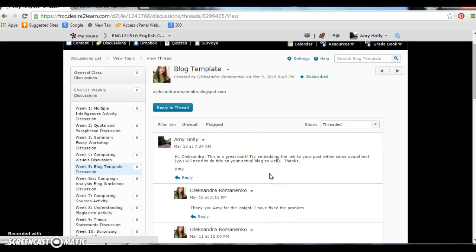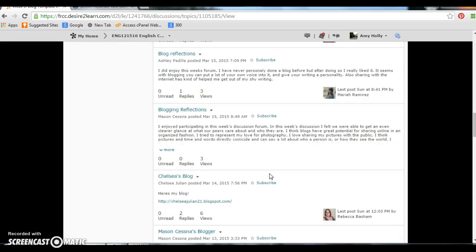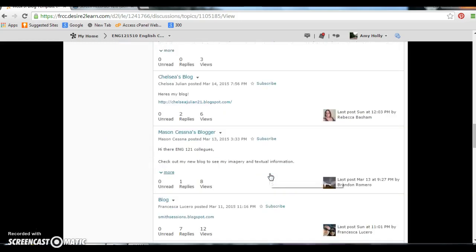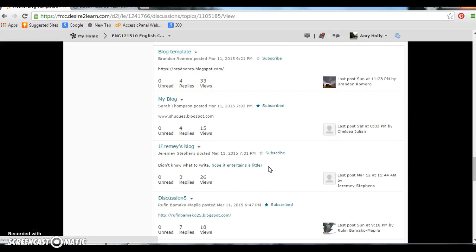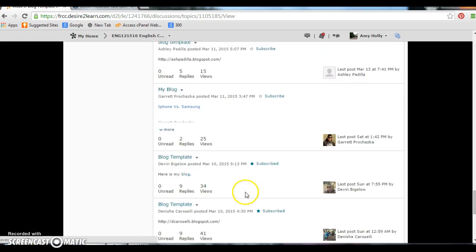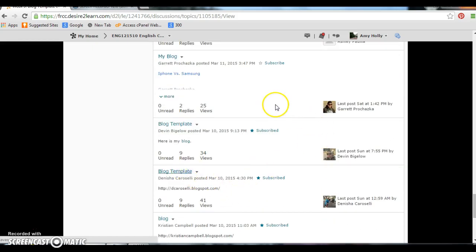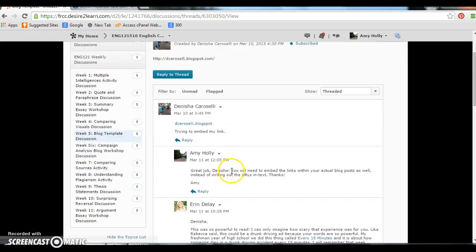And then I wanted to point out some strong things in your reflections as well, but as we move into that, also highlight one particular thread that I thought exemplified all of the things that I'm talking about here. And it may take me just a minute to find it. There it is. It's Denisha's. So she posted her original URL, and then I asked her to embed the link, which she then did.